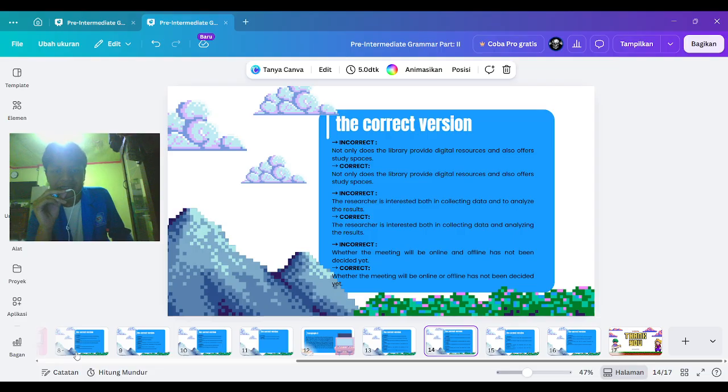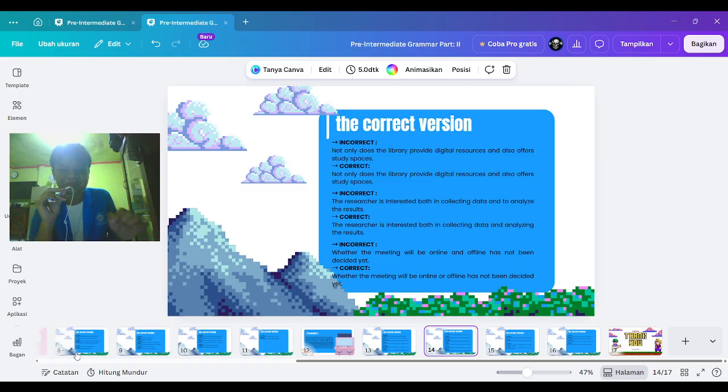Not only does the library digital resources and also student study spaces. No, not only does the library provide digital resources and also study places. The researcher is interested in both collecting data and to analyze the result. Sounds, again, sounds right, but not at all. The researcher is interested both in collecting data and analyzing the result.